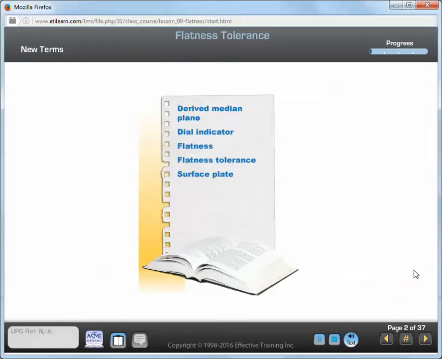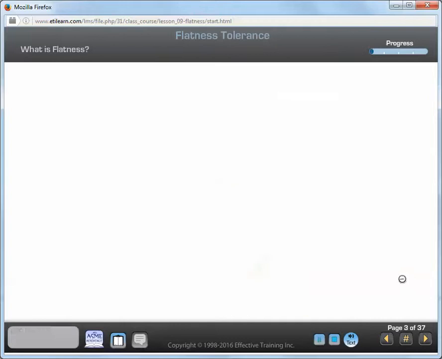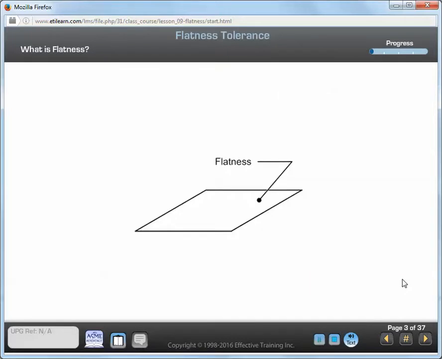Take a look at the new terms introduced in this lesson. It's important for you to know these terms in order to understand the flatness tolerance. Y14.5 defines flatness as a perfect plane. Flatness is the condition of a surface or derived median plane having all of its elements in one plane. Take a look at the example of flatness of a surface shown in this figure.